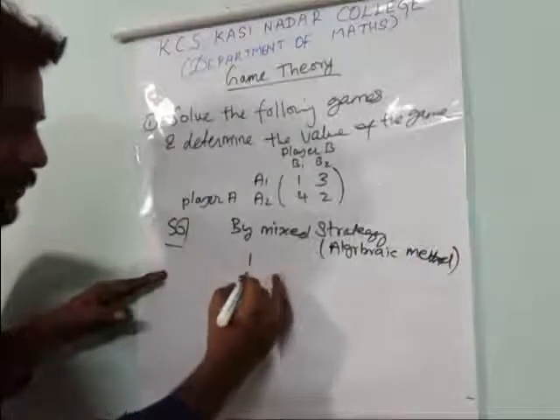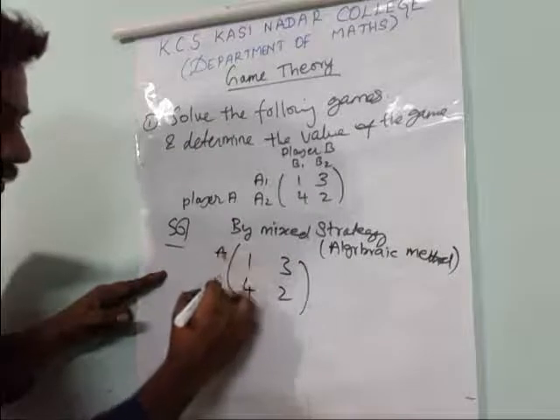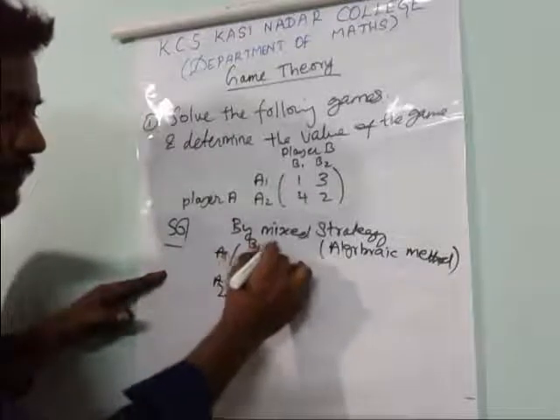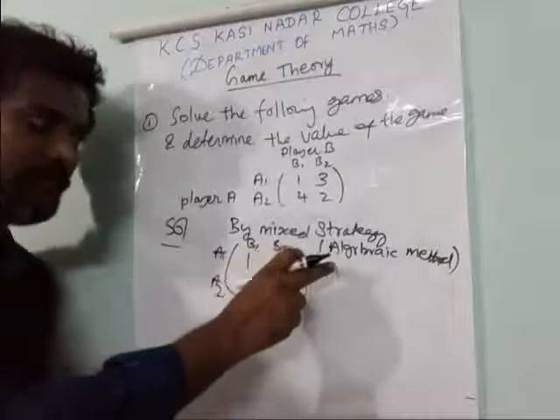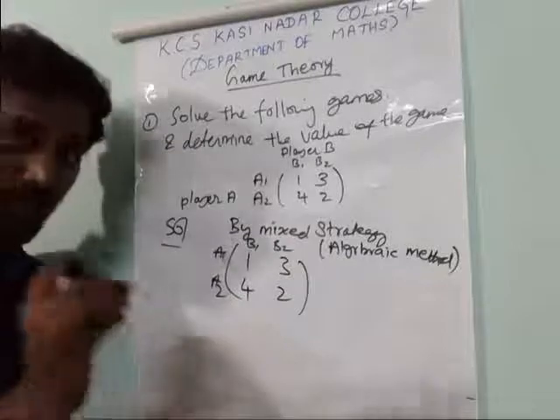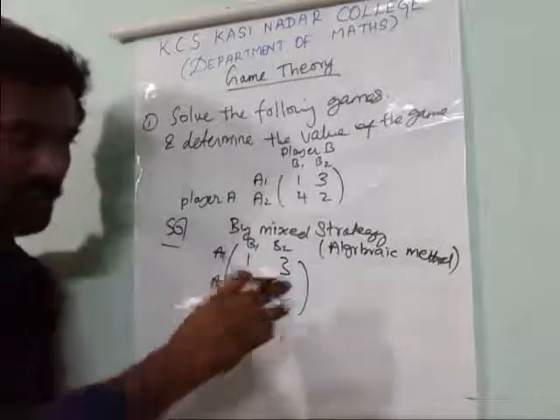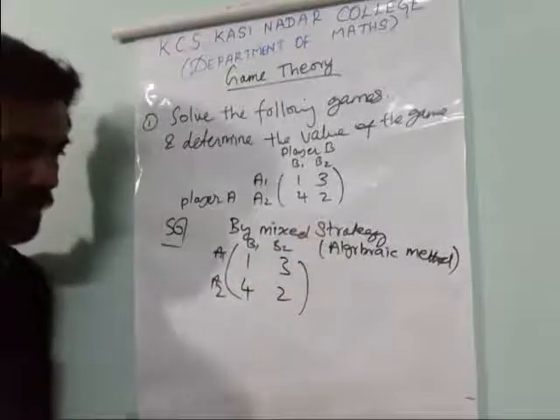So A1, 4, 3, 2. So A1, A2, B1, B2. Now what do you do? This algebraic method is very simple. The formula method is very lengthy. If you know it very well, you can use that method. Otherwise, just follow this method.